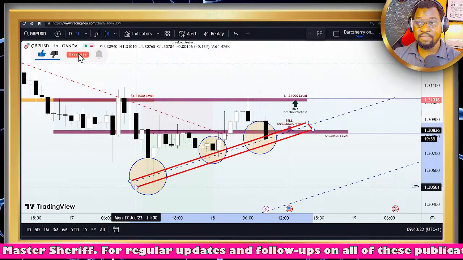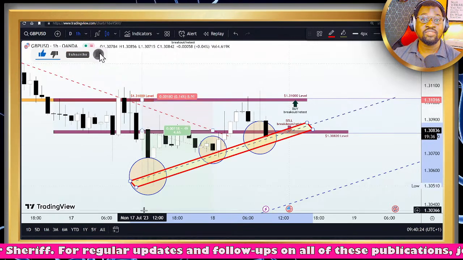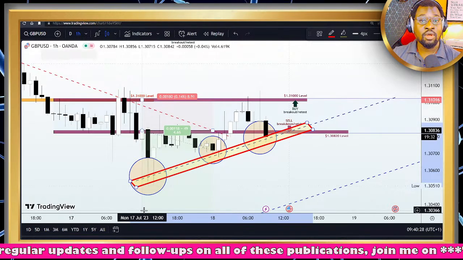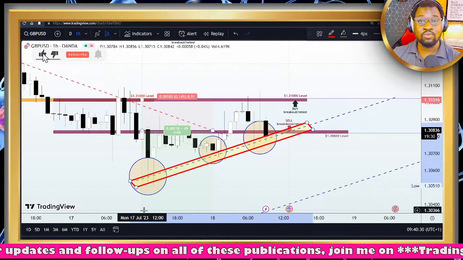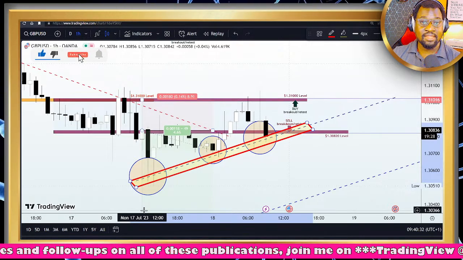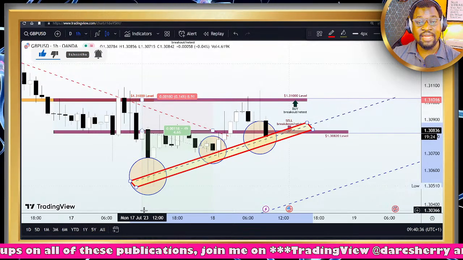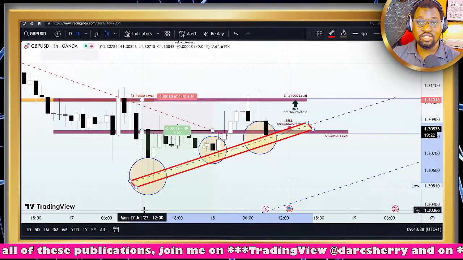What this simply means is that as long as price remains above this trend line, we shall look out for structures and patterns that will support the idea of buying the GBPUSD. But if this trend line is breached to the downside, then at that point we will start considering selling.